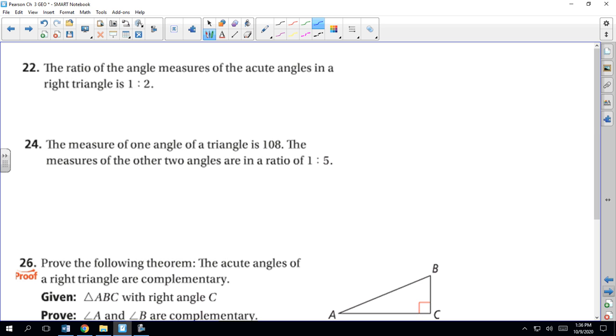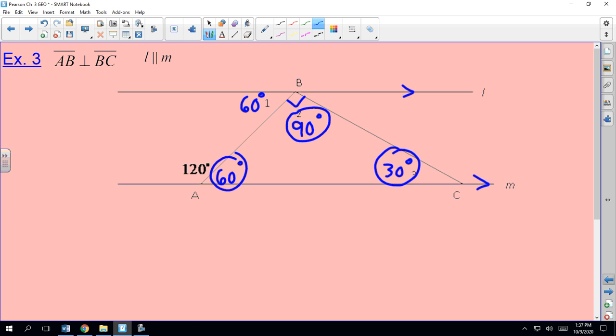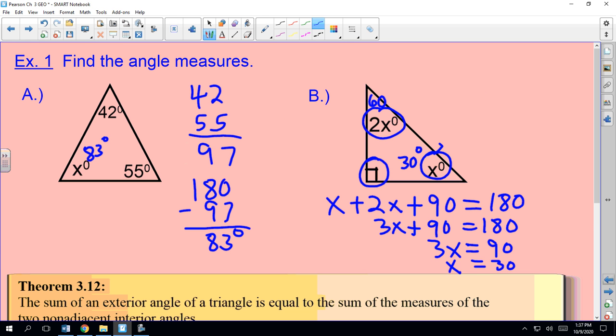All right, I want to talk about one of the homework problems you're going to run into. Actually, 22 and 24 you're going to do. We're going to pick one of them to do here, just to show you the setup for it. Let's look at number 22. It says the ratio of the angle measures of the acute angles in a right triangle is 1 to 2. Here's what that means. We actually saw an example of this in the first problem. Let me go back to it here. The first example, 1b. This is an example of that. We've got the two acute angles in a 1 to 2 ratio. It doesn't mean that they are 1 degree and 2 degrees. It means that one of the angles is twice the other one in the triangle, and they still have to add up to 180. So that was an example of a problem like that.